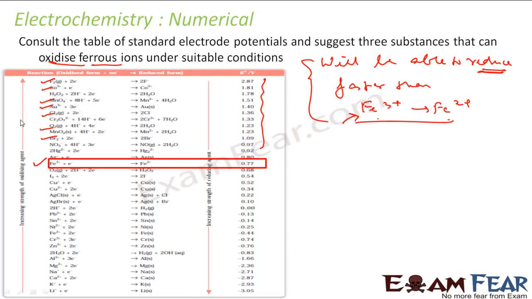Why? You understood? See, Fe3+ to Fe2+, the value is 0.77 volt. Right? Anything above this are the ones which can easily get reduced compared to this. If they can easily reduce themselves, that means they can oxidize this guy.